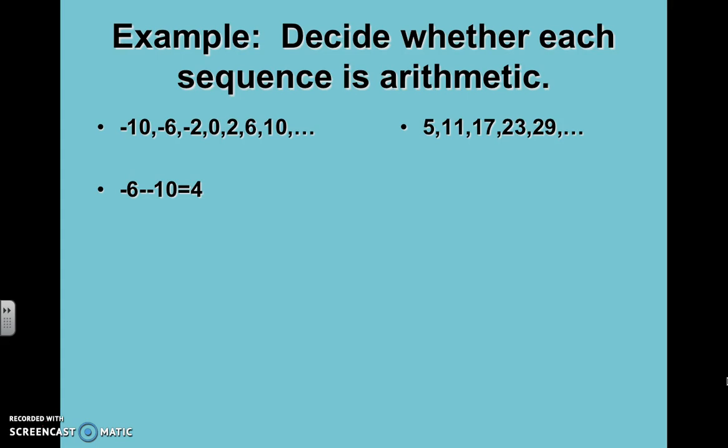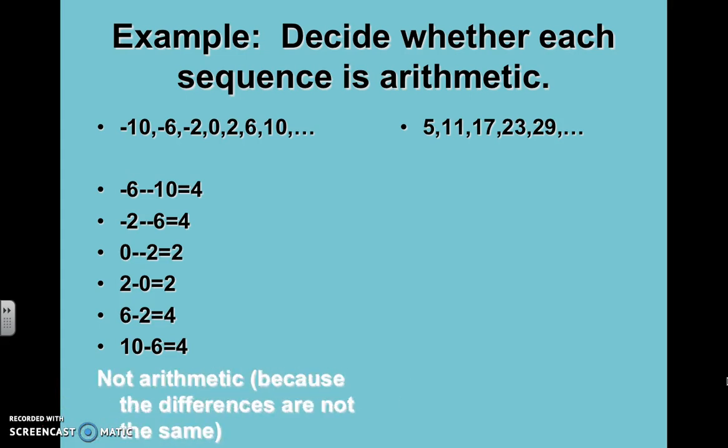So -6 minus -10, any term minus the one before it. In this case, we get 4. -2 minus -6, we get 4. 0 minus -2, we get 2. 2 minus 0 is 2. And as we continue that pattern, you can now see that the common difference is not constant or the same. So this is not an arithmetic sequence.